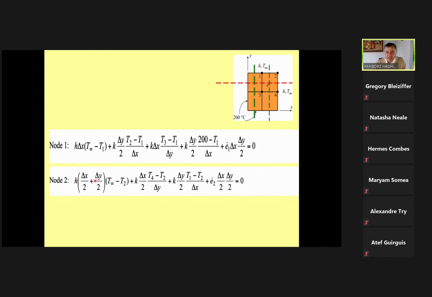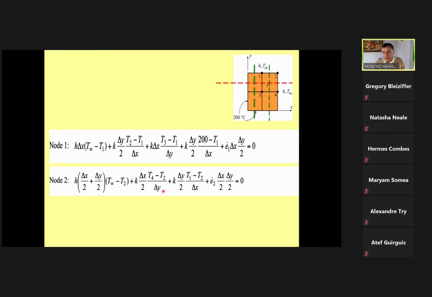For node number 2, energy conduction to node number 1, conduction to node number 4, convection to this side, convection to this side. If I write it down, it becomes like this. This term represents the convective heat transfer to this portion, delta x over 2, plus this portion, delta y over 2. Therefore, we combine them together because the temperature is T infinity here and T infinity here, and the heat transfer coefficient is h. Therefore, this represents h times these two parts, one portion from the top, one portion from the side, times L or 1, okay? And T infinity.